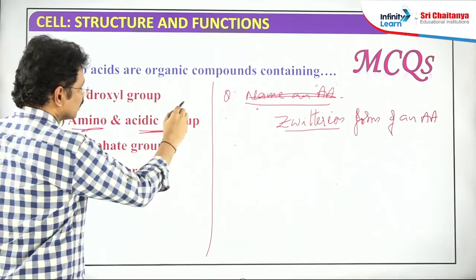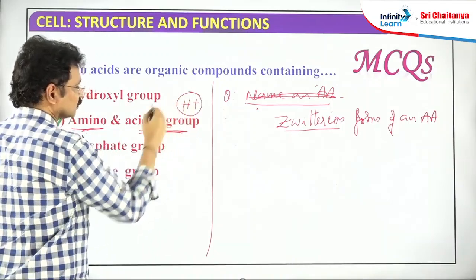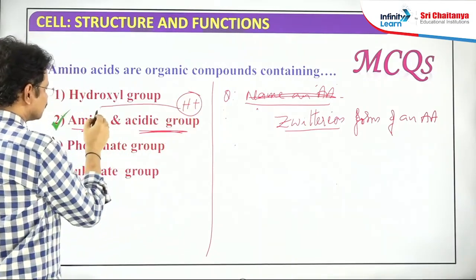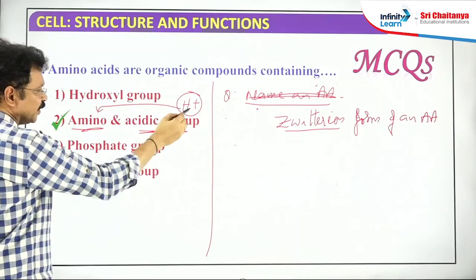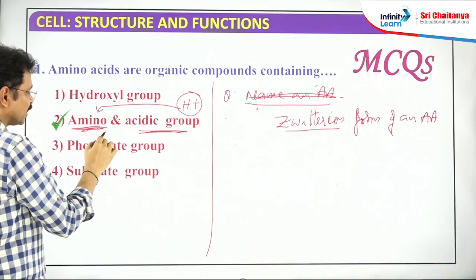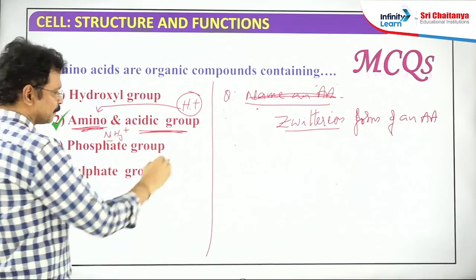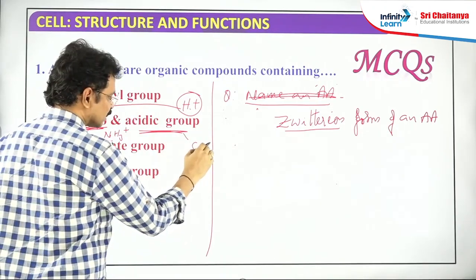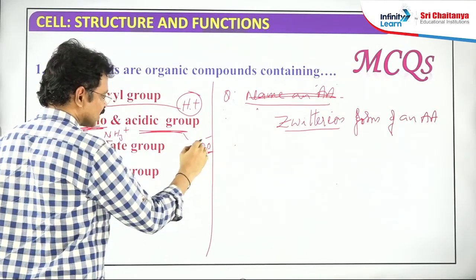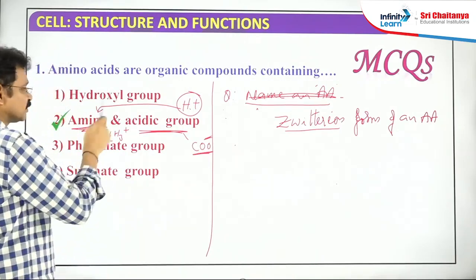Both the amino group and the acidic group. The acidic group is the proton donor and the proton acceptor is the amino group. By accepting a proton, the amino group becomes NH3 plus, positive charge. By losing a proton, the carboxyl group becomes COO minus, negative charge. Yes, the second option is the right answer.